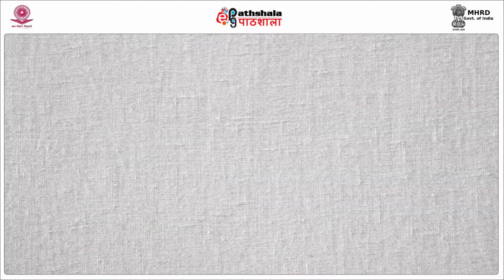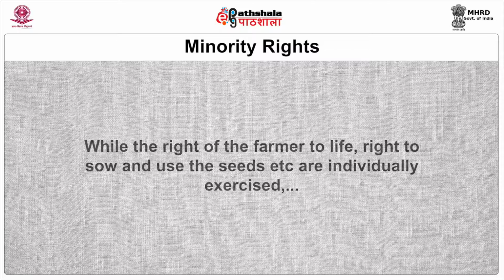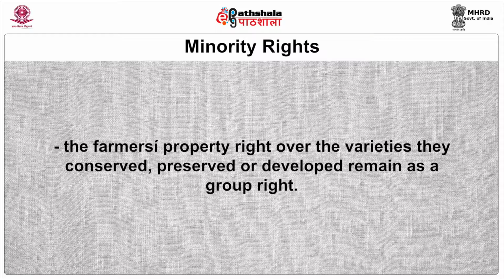Farmers' rights. Farmers' rights also have two distinguishing features, that of individuality and that of collectivity. While the right of the farmer to life, the right to sow and use seeds, etc., are individually exercised, the farmers' property right over the varieties they conserved, preserved or developed remains a group right. Because identifying a person who preserved a particular plant variety is impossible. It is a collective effort. Every farmer owns every inch of the intellectual aspect or the effort or a part of the plant.